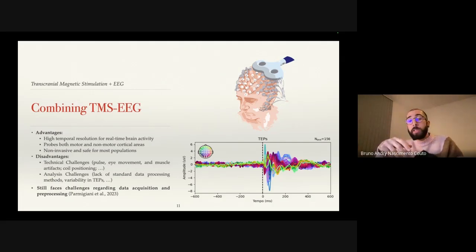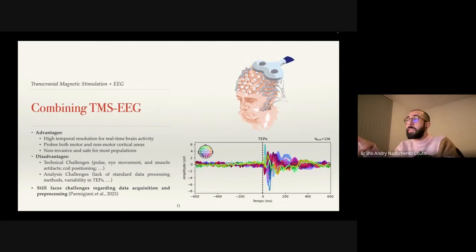The coil positioning also is not quite the easiest task. You need to have neuronavigation or something that can allow you to keep track of where you are with the coil regarding the position with the brain. And also, there are a lot of analysis challenges because you don't have a standard way of pre-processing and processing this data, and it's highly variable across subjects.